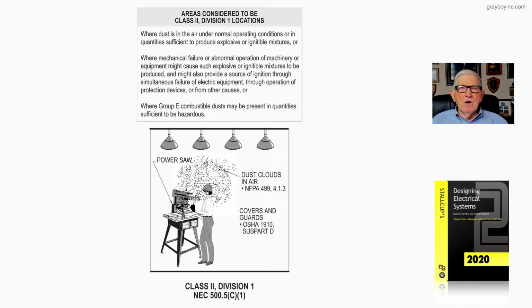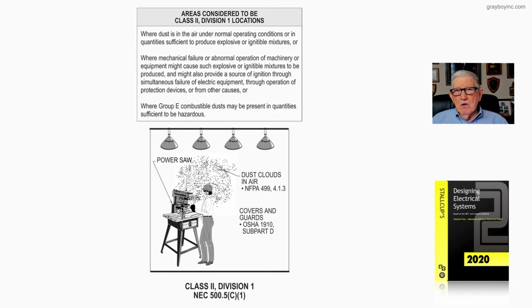location. Then we go to NFPA 499 and do our classification based upon new equipment being installed and operating or existing equipment that's already installed and operating. But here's what we're looking for anytime. The dust in the air under normal operating conditions or in quantities that are sufficient to produce an explosive or ignition mixture. So basically what it's saying there, that dust can be there all the time.